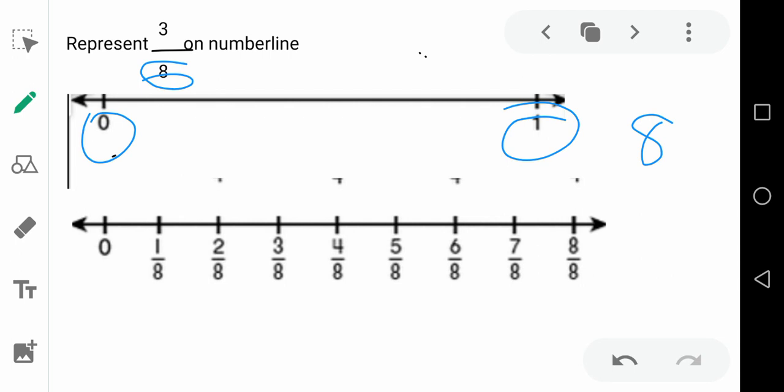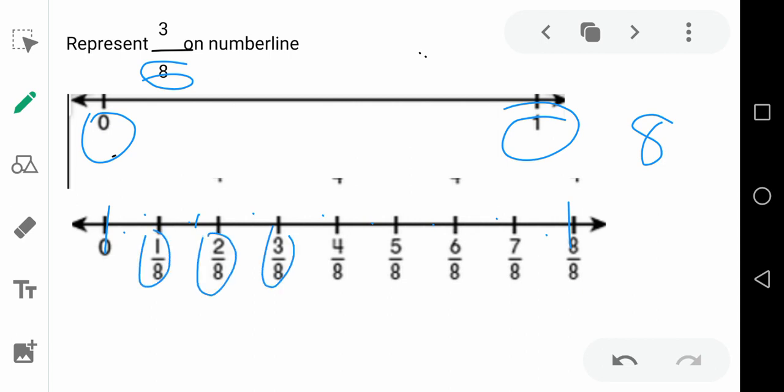8. So you have to divide the portion between 0 and 1 into 8 equal parts. Right. Here, this is the first part, second, 1, 2, 3, 4, 5, 6, 7, 8 parts are there. So the first marking is 1 by 8. Then it is 2.